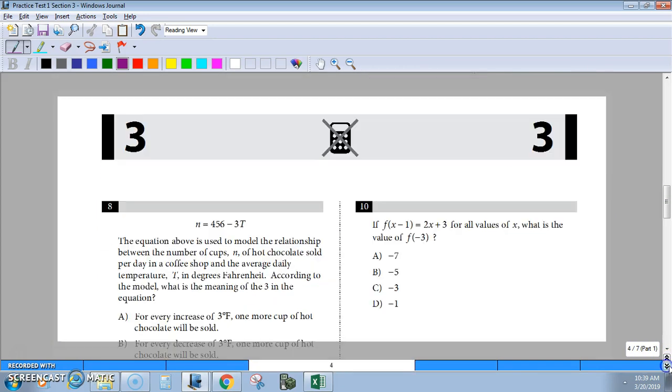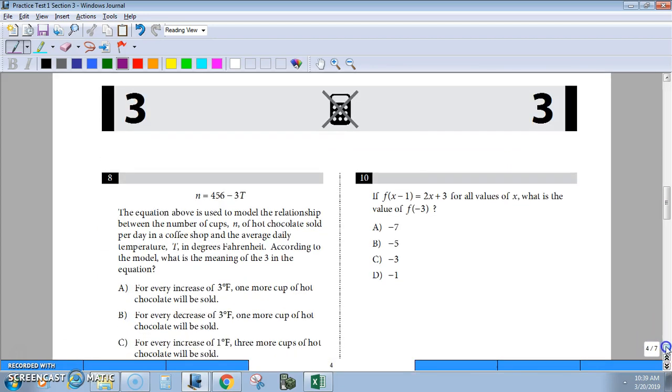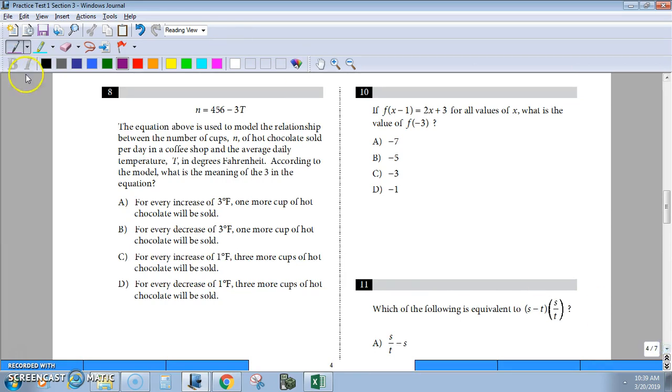And question 8. All right, so it gives us an equation. I love that. I feel like that makes everything easier. We're trying to find the relationship between the number of cups of hot chocolate sold per day in a coffee shop versus T, which is the temperature in degrees Fahrenheit. So which words represent what's happening in this equation?